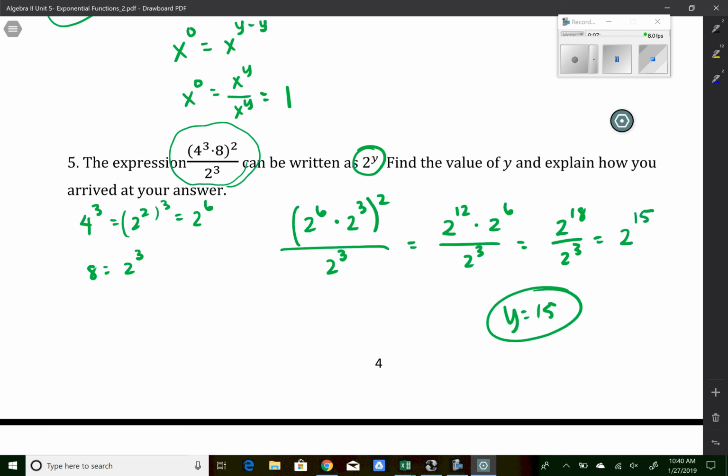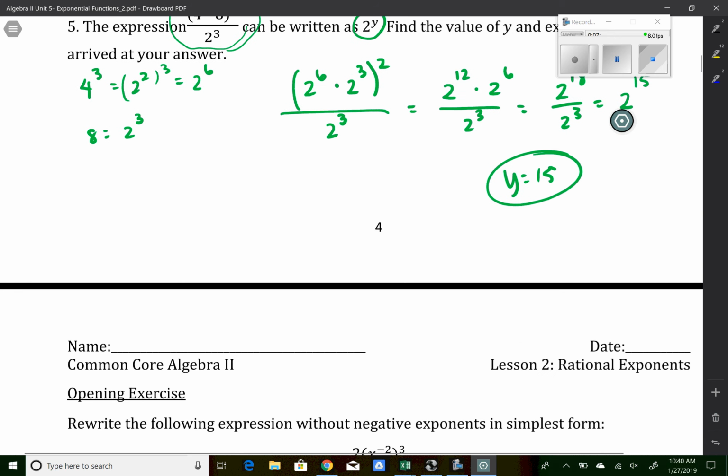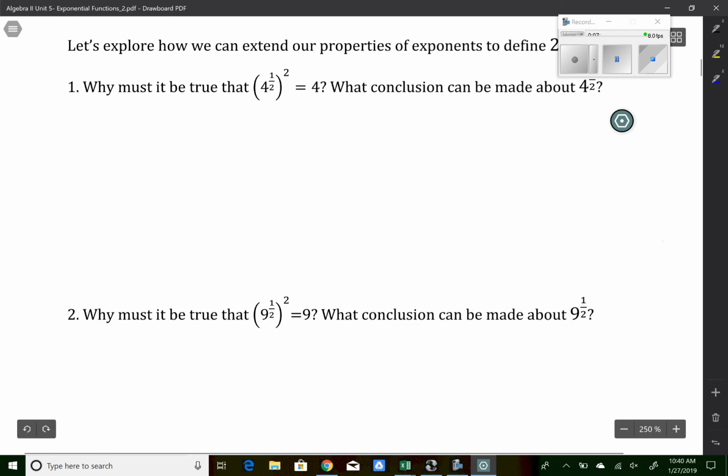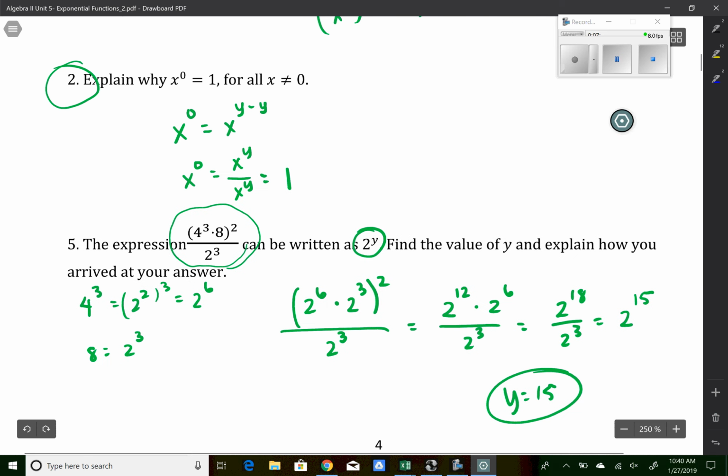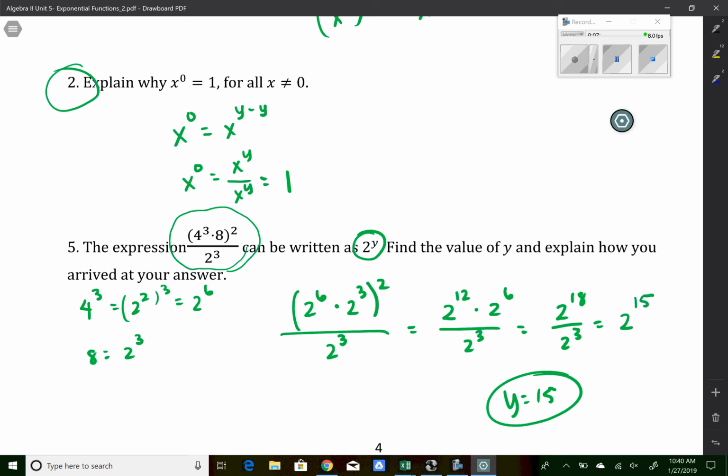Okay, hopefully this video helped. Hopefully you're starting to remember some of these exponent rules as we move forward, because guess what? Tomorrow we get to deal with these pesky things called fractional exponents, which we'll refer to as rational exponents. It's super fun, I promise.